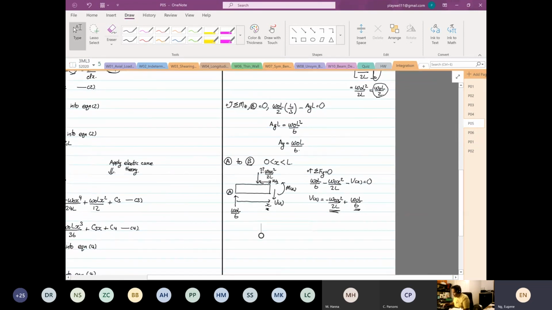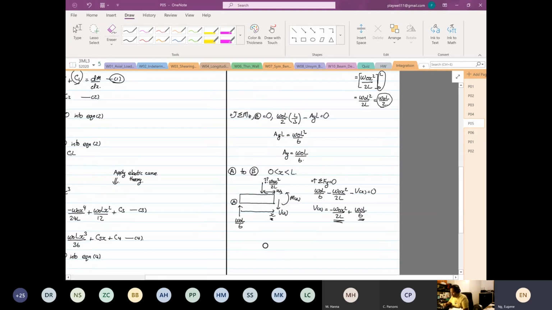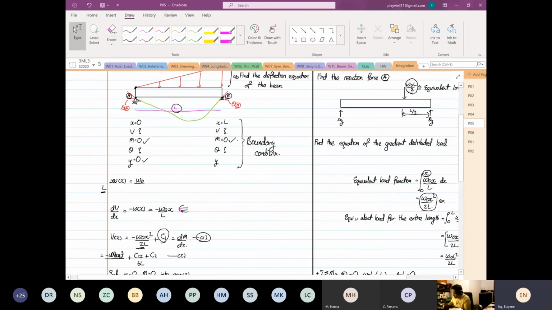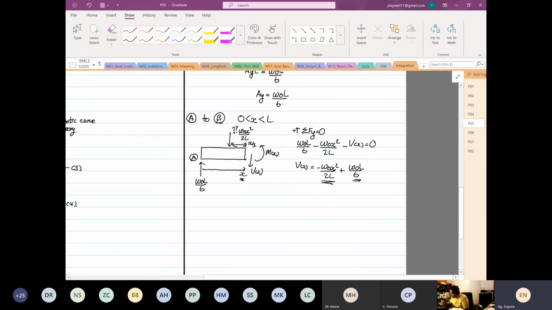So what I'm trying to say is, if you use this technique, you don't need to use the boundary condition at all. You don't need it. Then for the next one, you will find your moment now.